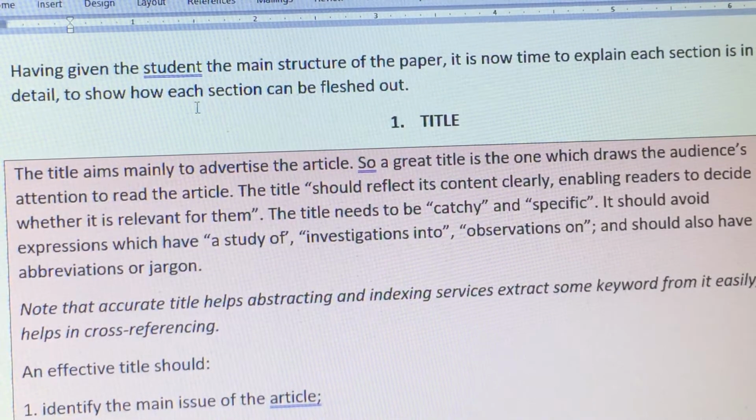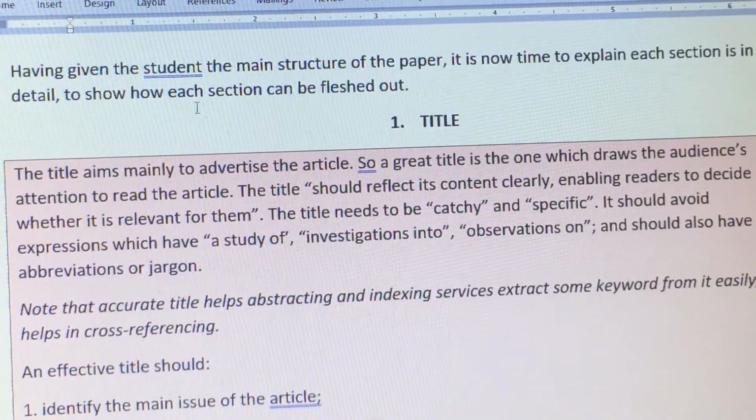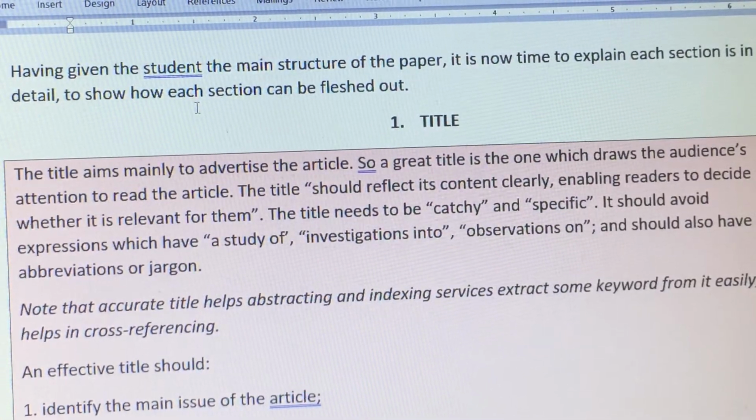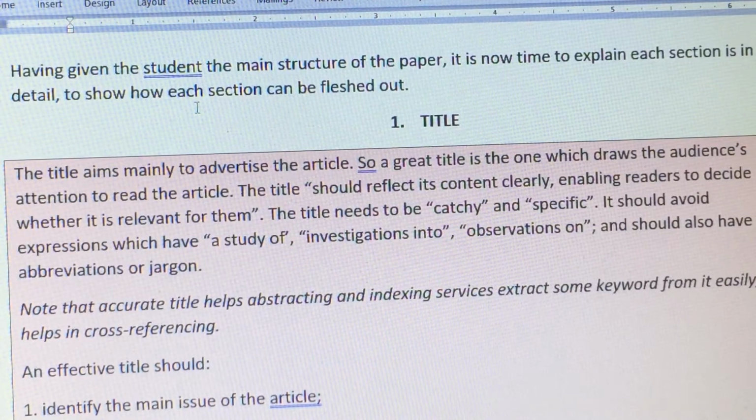The title needs to be catchy, specific, and it should avoid expressions that are a little bit thesis-like, such as a study of, investigations into, or observation and so on. And it should have no abbreviations or jargon in the title, so no short forms of the title or parts of a term.